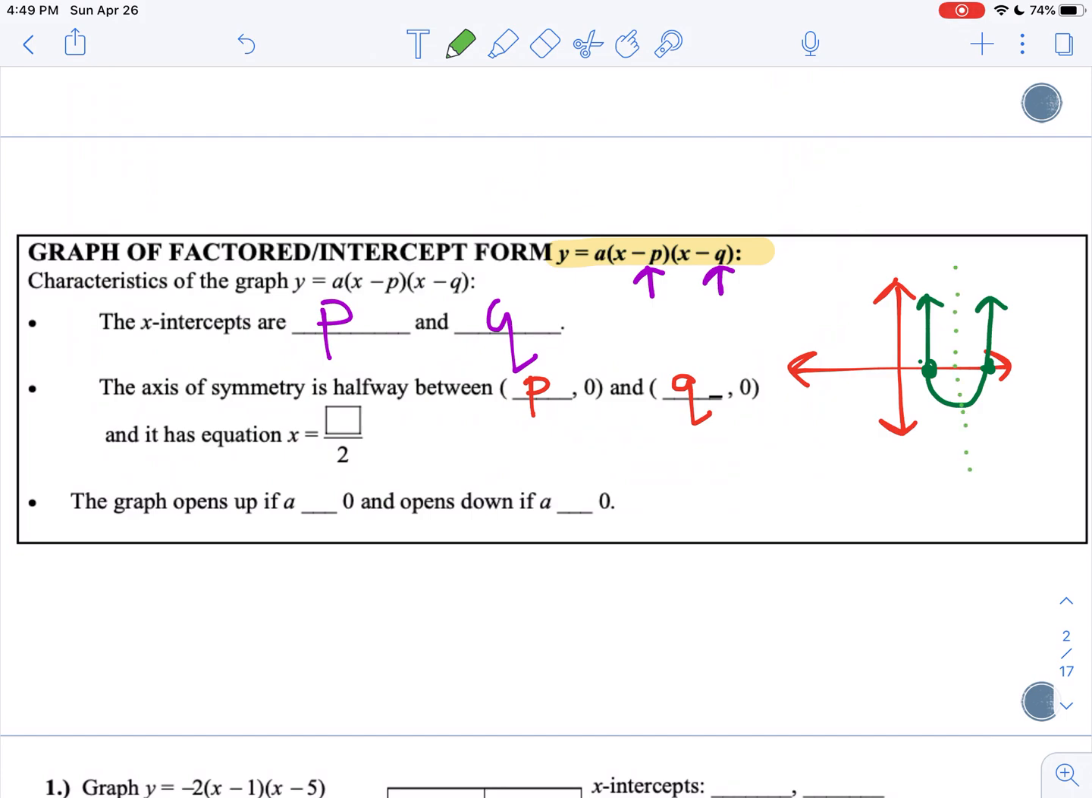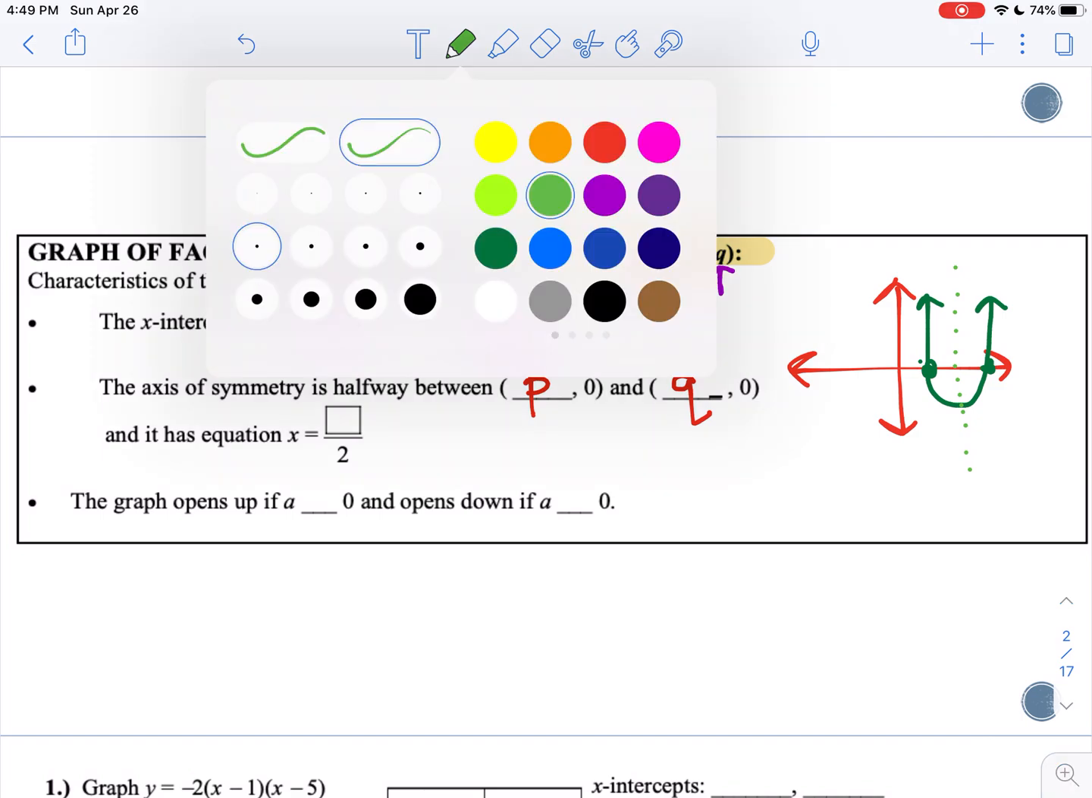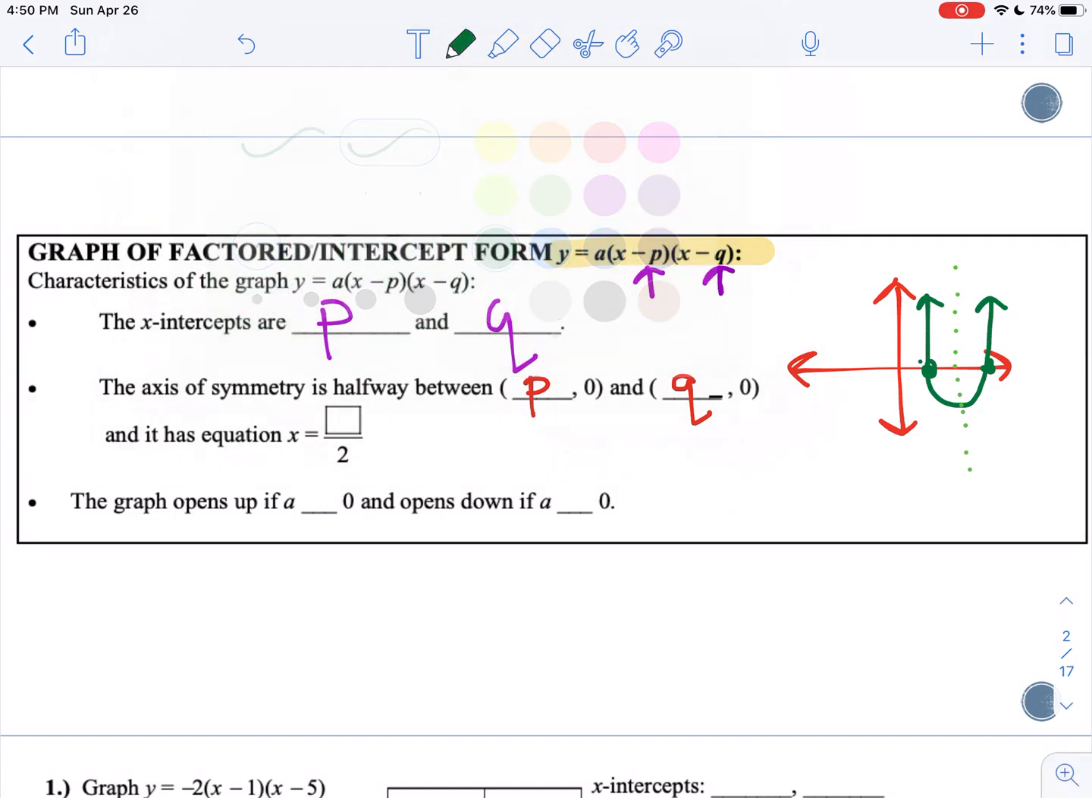Now, if we're looking for the axis of symmetry, we know our axis of symmetry must be halfway between those two points. So when we talk about how to calculate the axis of symmetry, unlike standard form where we do negative b over 2a, we can actually look at p and q and we know the axis of symmetry is the halfway point between those two x-intercepts. So to calculate that, I do p plus q all over 2, or divided by 2. We find the halfway point between p and q.